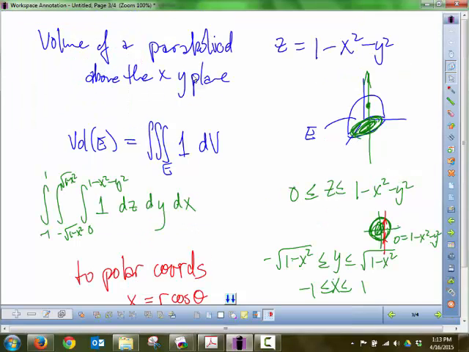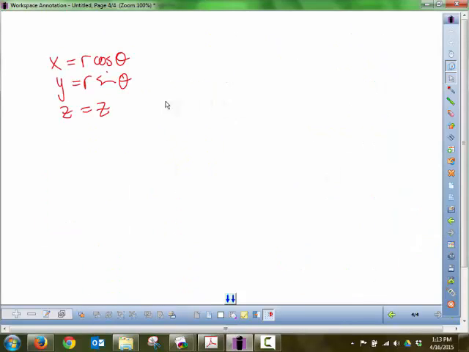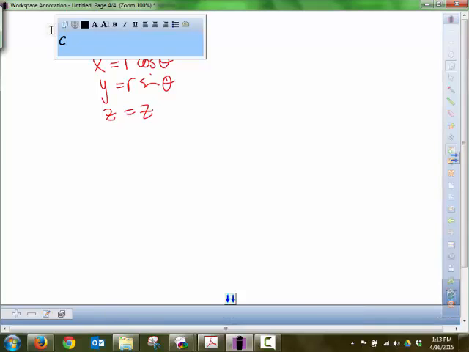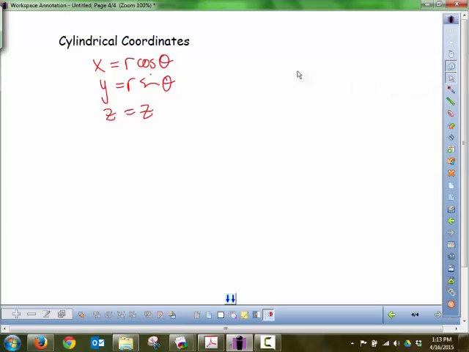So this relationship is actually not polar coordinates anymore, since we're dealing with 3 dimensions. This is called cylindrical coordinates. And really, the difference is that we have a z, and it's equal to z. So it's the same as polar coordinates. Well, in polar coordinates, though, we went from dA to r dr d theta.